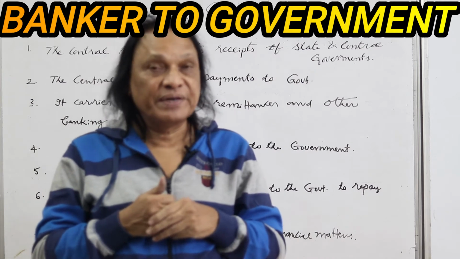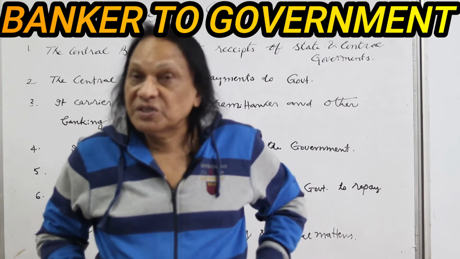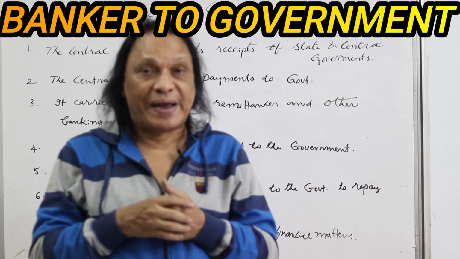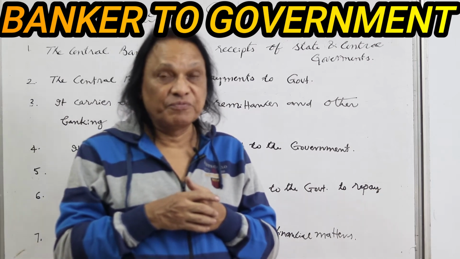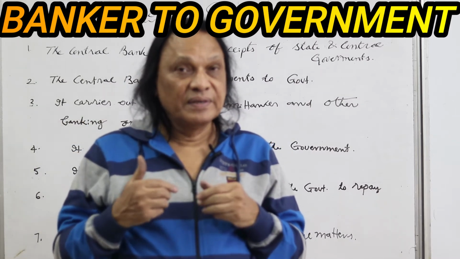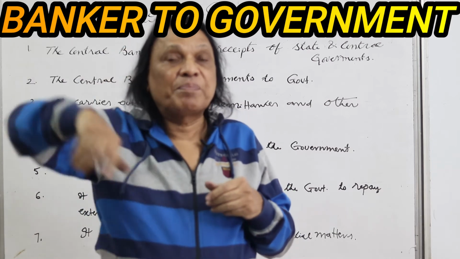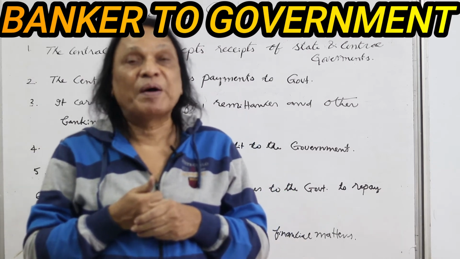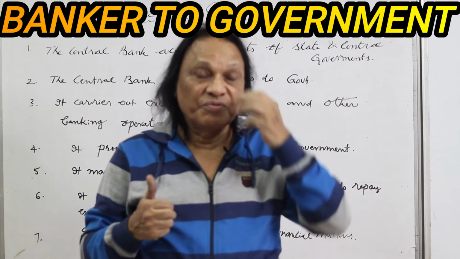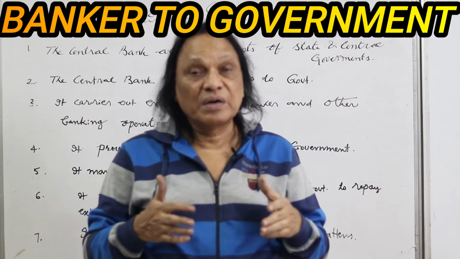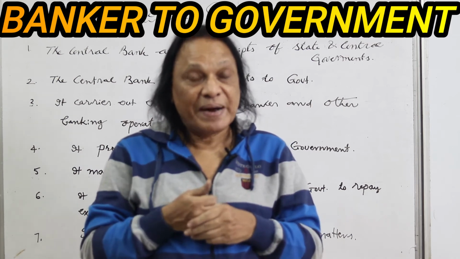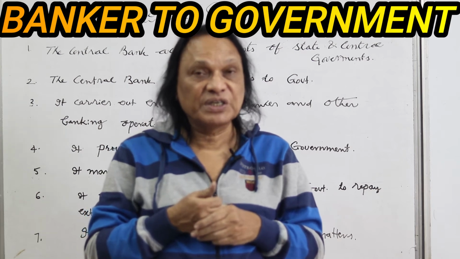The first function we explained nicely. Now we go to the second function of the central bank. What is the second function? The second function is that the central bank is the banker of the government. You remember we discussed it when we were differentiating between the central bank and the commercial banks. The central bank is not the public bank, it is not for the public. The central bank is the banker of the government, whereas commercial banks are bankers for the public. This function we are discussing in detail.